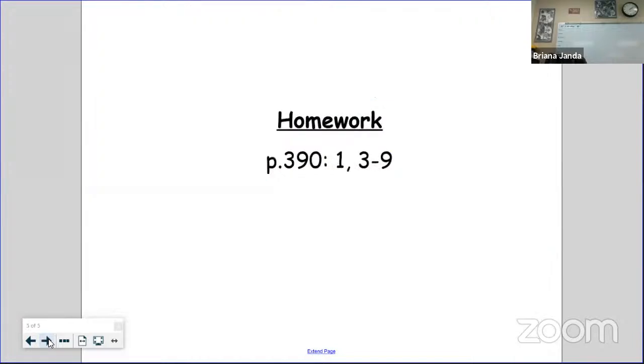Your assignment is on page 390. You are doing 1 and then 3 through 9.